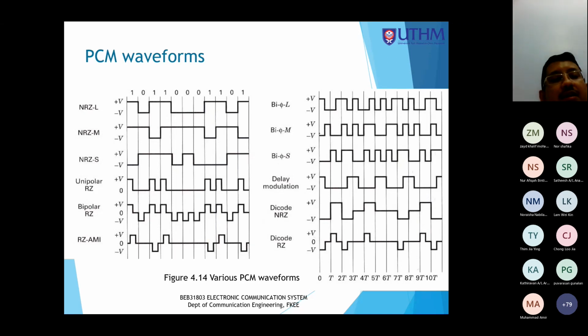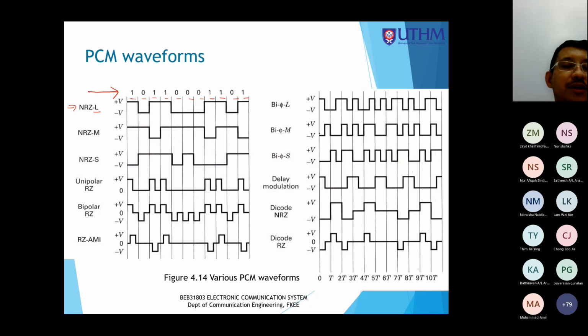Now our input is in the form of digital, because we have converted it into a digital code word, which is 1011001101. The first line coding here is non-return to zero level. L is level. Non-return to zero means that the waveform will not return to 0 volt.